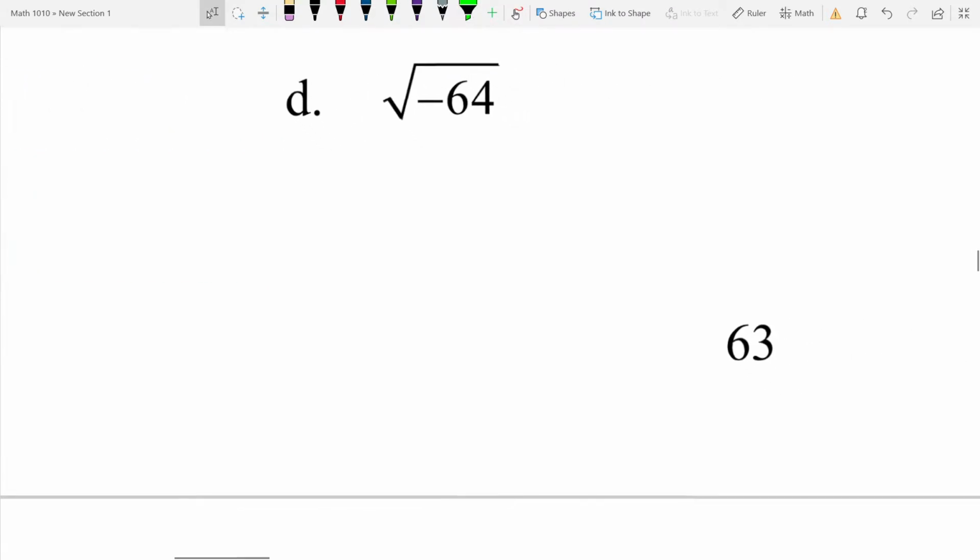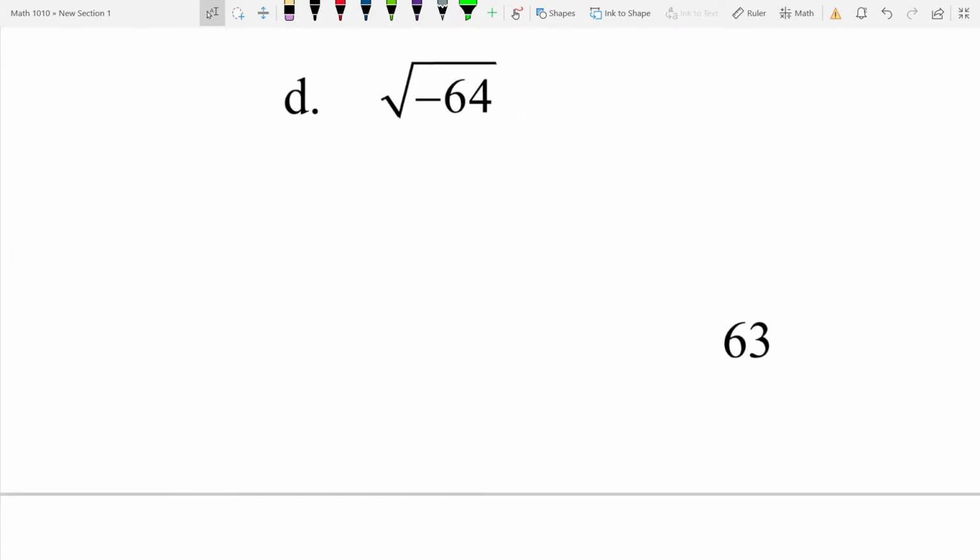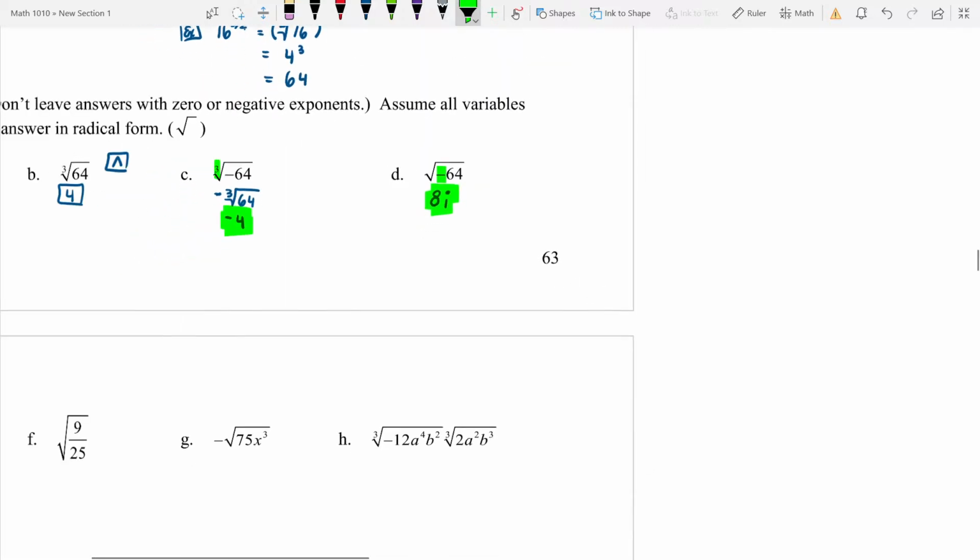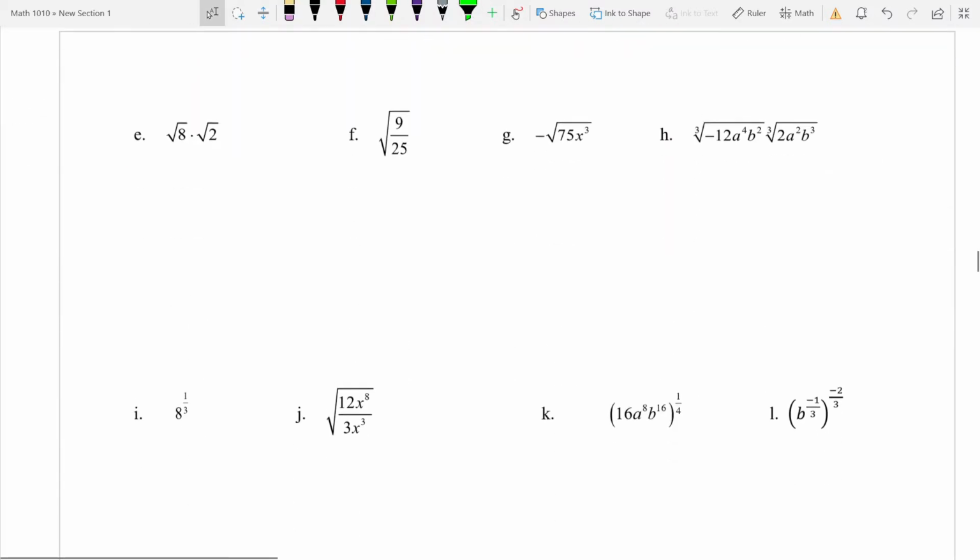Somebody talk to me about the square root of negative 64. What does this negative do right here? It makes an i, yes. The square root of a negative number is an i. And then the square root of 64 is an 8, so that's actually equal to 8i. We haven't talked about imaginary numbers. You're not going to have imaginary numbers on quiz 2, and I really don't think they're going to be on the midterm because we haven't gone through them yet.